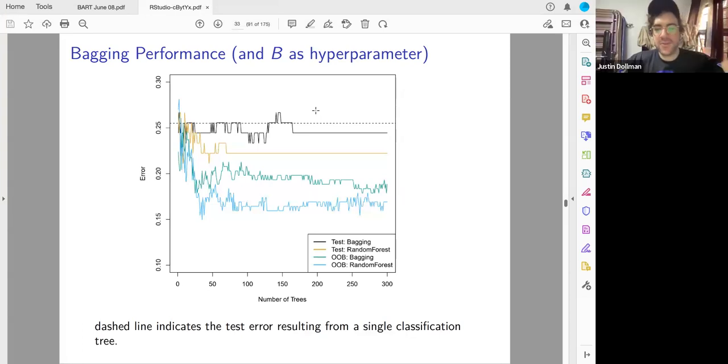My intuition is that they're talking about an actual test set, and I think that's probably indicated by the fact that this line moves around a bit at the beginning. So that's my thought there.